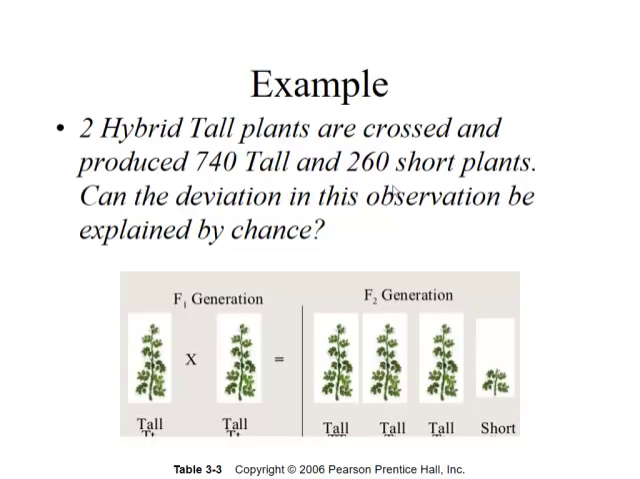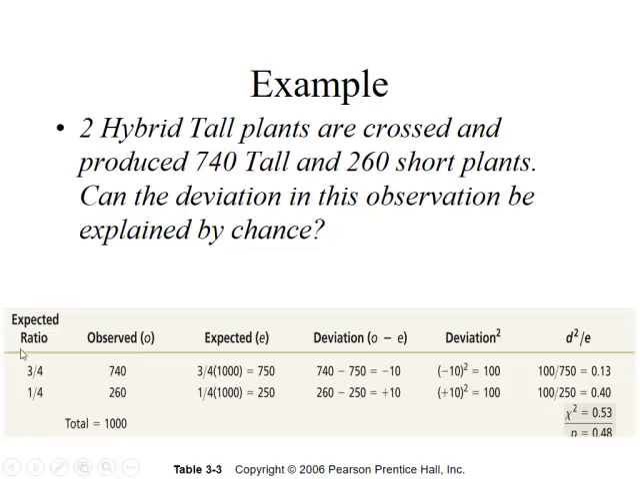So, we're going to organize this into a table. These tables will first have our expected ratio. We would say 3/4 of the plants should be tall and 1/4 of the plants should be short. Then in the table, put your observed in. We actually have 740 tall plants and 260 short plants. The next thing to do is add up all of the plants that you observed. So in this case, 740 and 260 gives you 1,000 plants. Now we know our total number of plants.